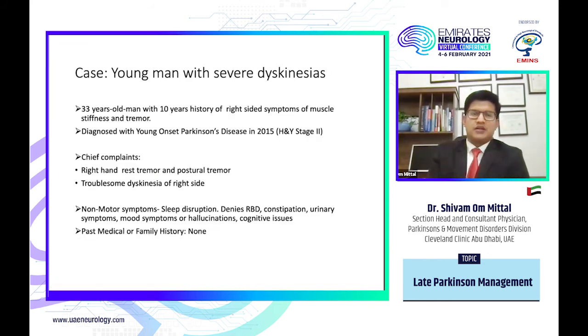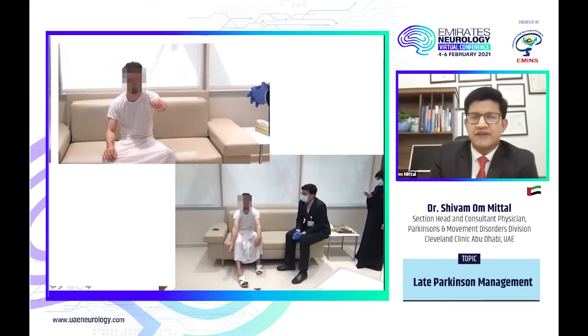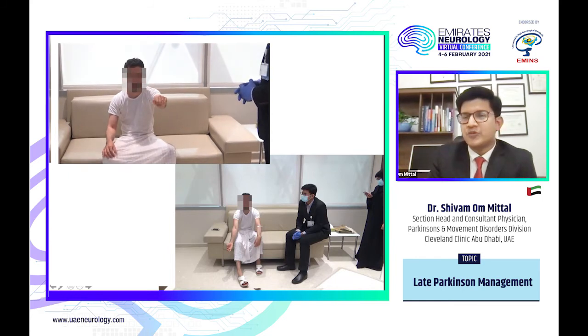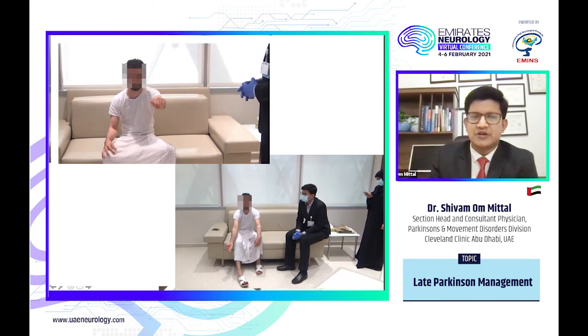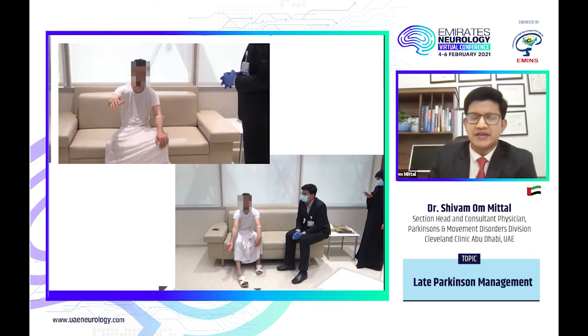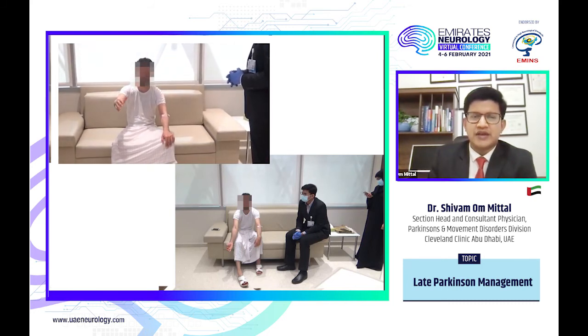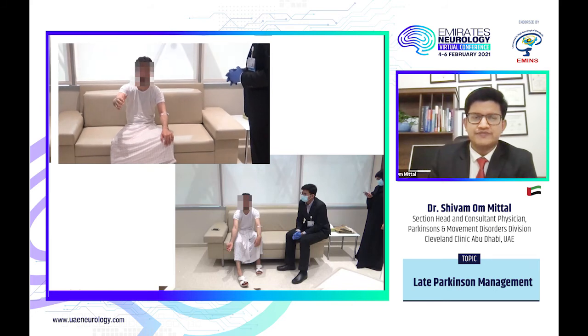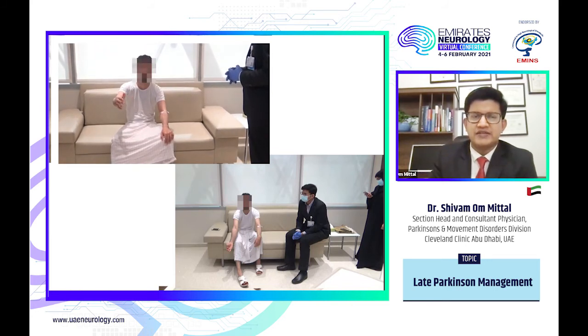And okay, now another case we will discuss. So this patient is a young man who has young onset Parkinson's disease. He has had Parkinson's for the past 10 years. His chief complaint is right hand rest tremor. And when he takes medicine, even 50 milligrams of levodopa, he has severe dyskinesias. So this is his off state when he does not take any medication. You can see prominent right hand rest tremor, prominent bradykinesia with the right upper limb.